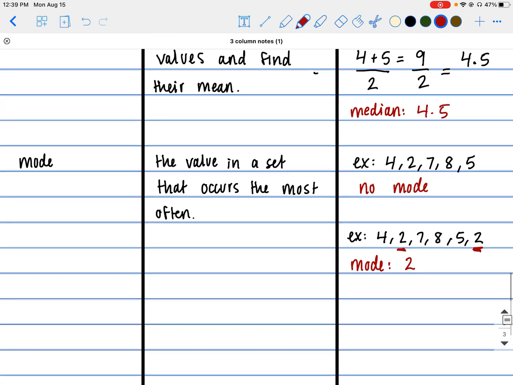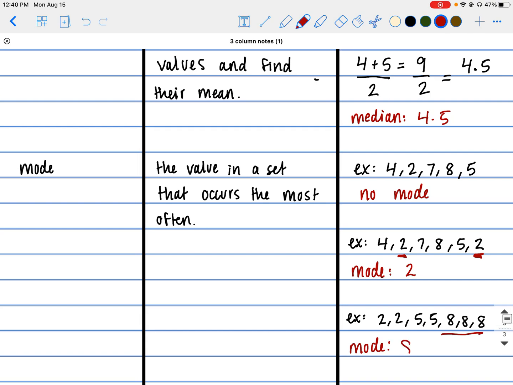Now we can always have more than one mode. So for example, if it was 4, 4, 2, 2, 7, 8, the mode would be both 4 and 2. But mode does not always mean occurring more than once necessarily. So for example, let me give you one more. Let's say we had 2, 2, 5, 5, 8, 8, 8. In this case, the mode would be 8 because 8 occurs 3 times, but everything else occurs twice. So a lot of times people get confused and they think mode just means happening more than once. Not necessarily. It's just the one that happens the most in a set, and there could be more than one.